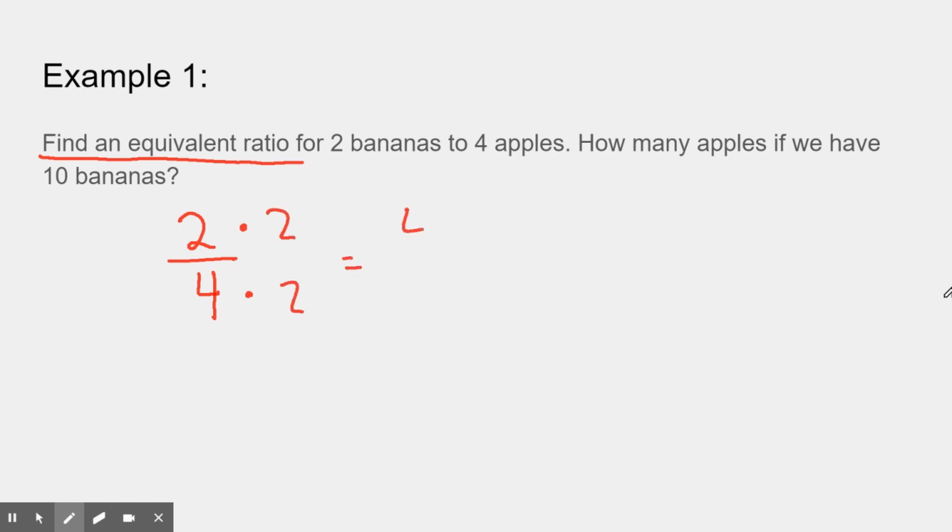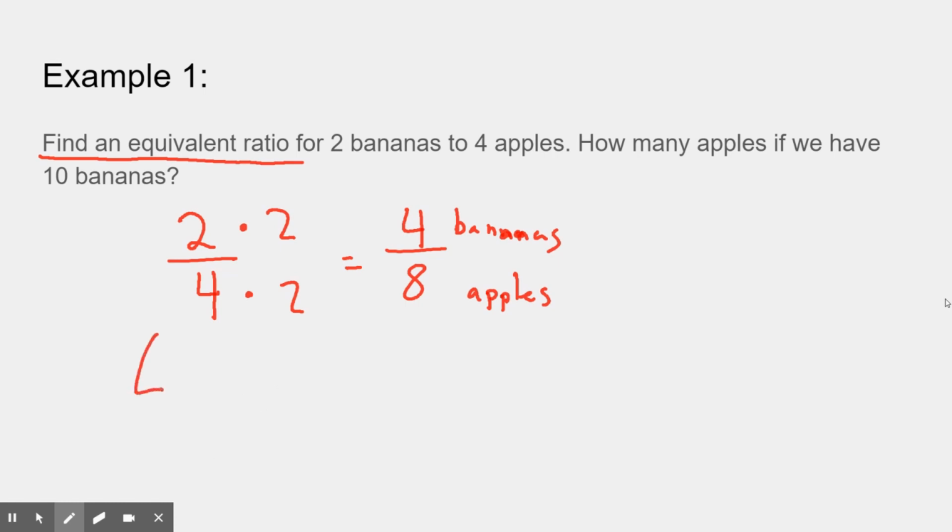2 times 2 is 4. 4 times 2 is 8. So we now have an equivalent ratio. We have 4 bananas, which I cannot spell, for every 8 apples. Real easy. Nothing really to it.